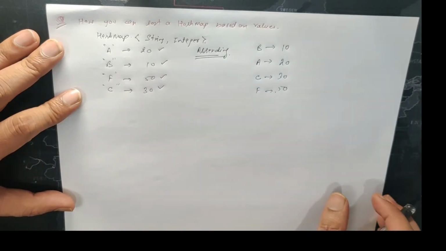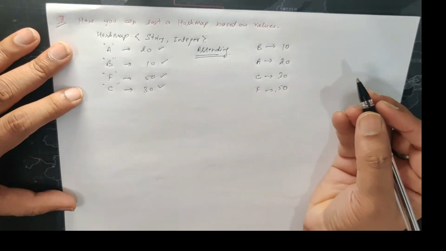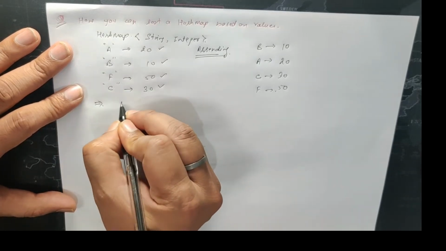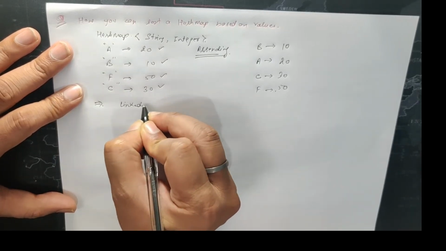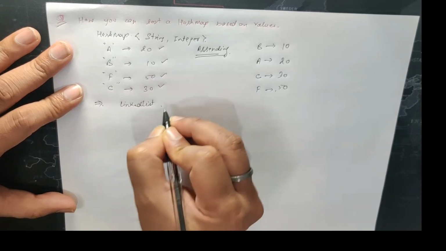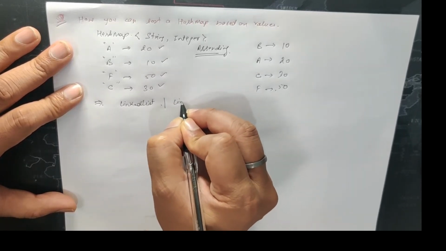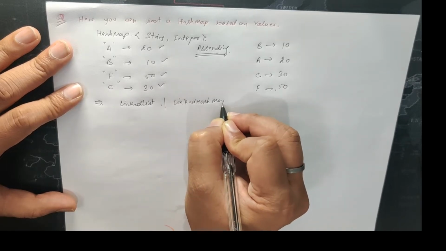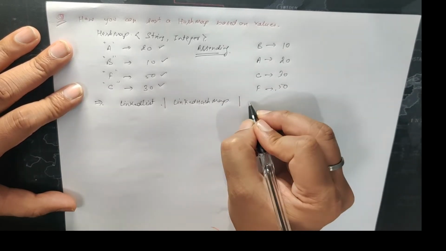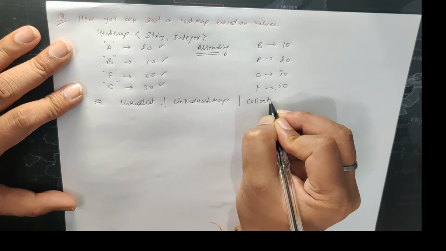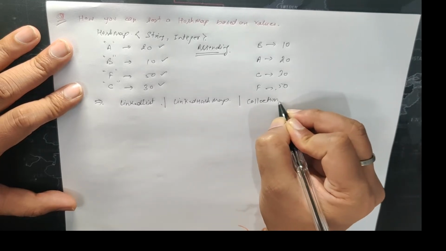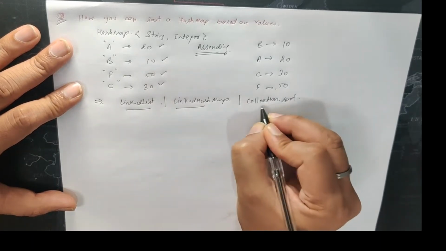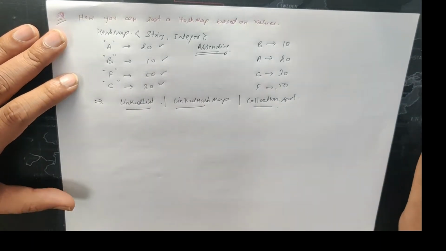How can we do that? To do this, we are going to take the help of three different things. One is a LinkedList, the second one is a LinkedHashMap, and we are going to use the Collections.sort method. So these are the three things used to solve this problem. Now let's see how we can solve it.